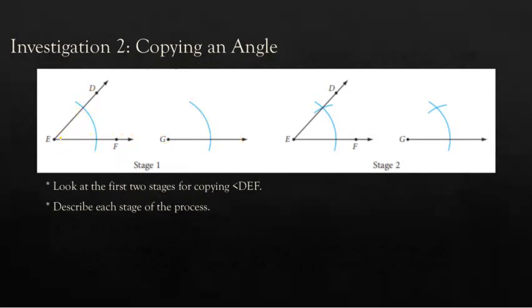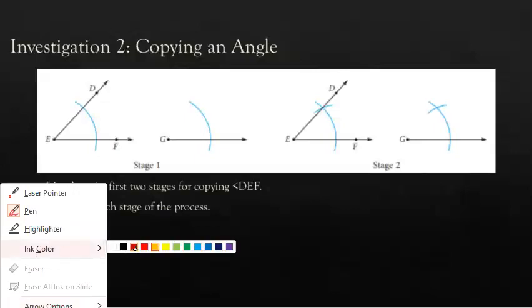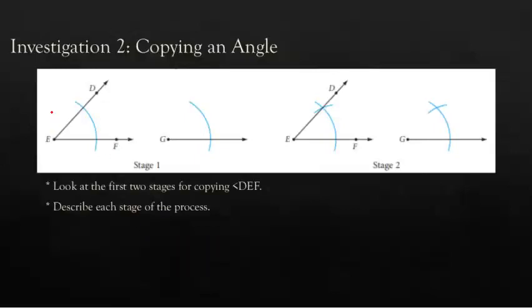We're going to leave our compass setting the same and we're going to mark this arc onto G. Your point will be at E, and then you will mark your arc across the angle. You will then put your point on G and mark your arc across the angle. So here's our compass, and we're going to mark this one. And then we're going to leave our compass the same, and we're going to mark this arc.